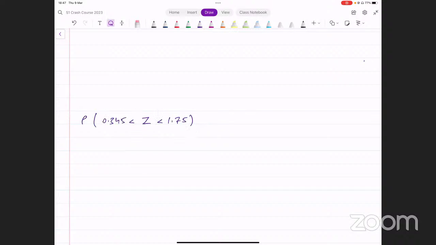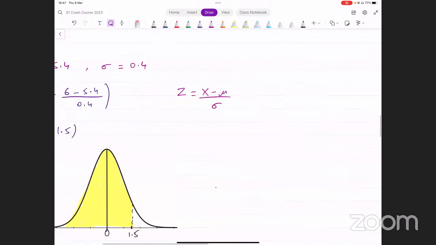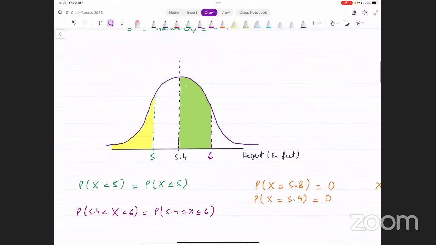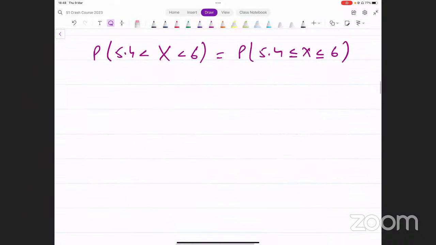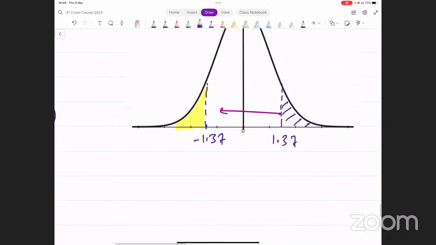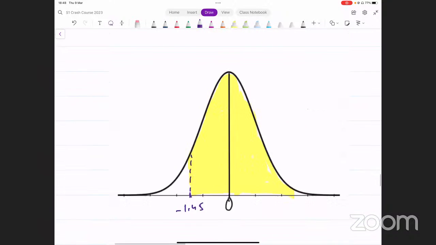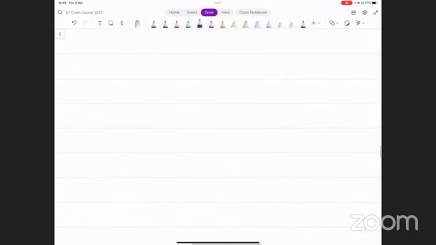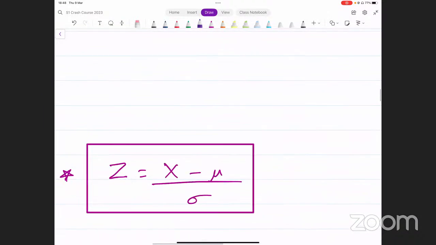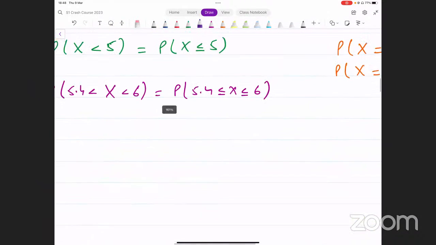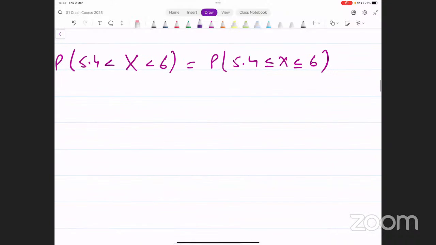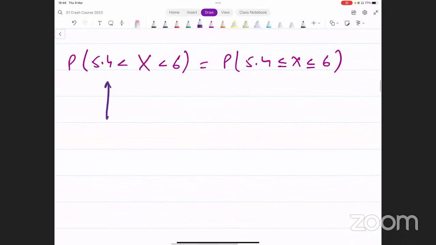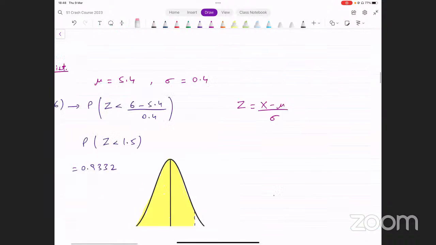So for example, we were looking at this case earlier. Maybe you were looking for the height being between two specific values. Probability of height being between two values. So what if you have an interval like this? How do you find probabilities in such a case?